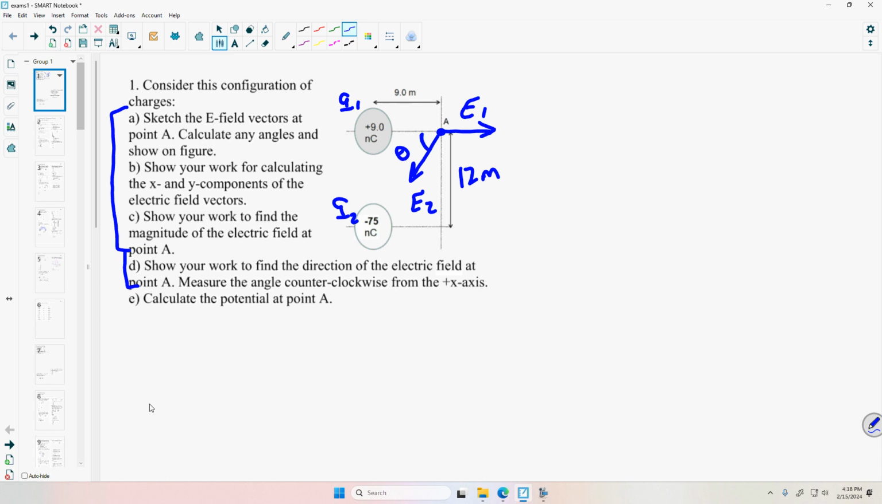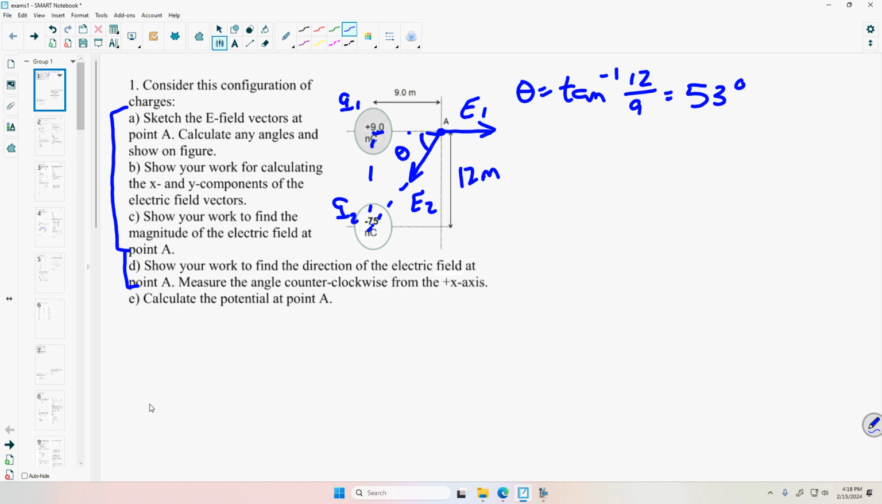So I want to find theta. Let's see, this is my triangle right here. Theta is the inverse tan of 12 over 9. So that is 53 degrees. I don't know that tangent, but it's a 3, 4, 5 triangle, and the big angle is 53 degrees. So anyway, you can calculate that angle. That's part A, sketch the electric field vectors and calculate any angles.